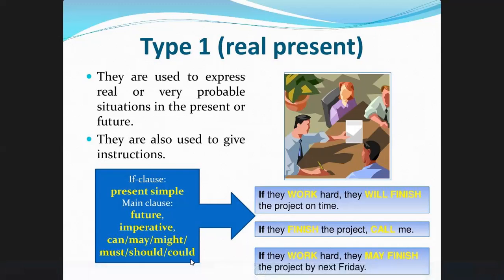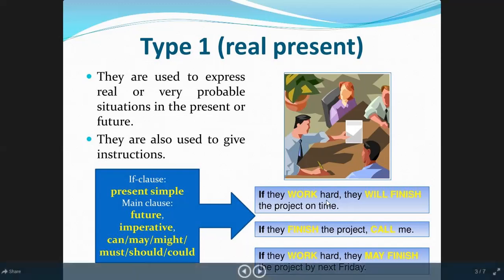So we are talking about possibilities in the present or in the future in this type of sentence structure. The first conditional sentence is used to talk about things which are possible in the present and in the future. Just look at the example: if they work hard, this is present, they'll finish the project on time. This is future. So in the structure, we'll find present and future verbs.